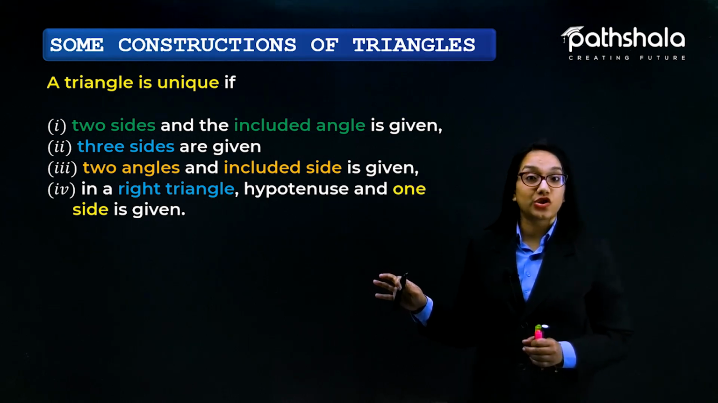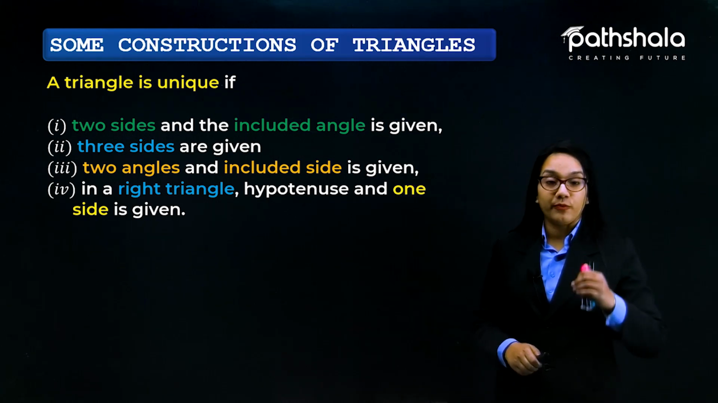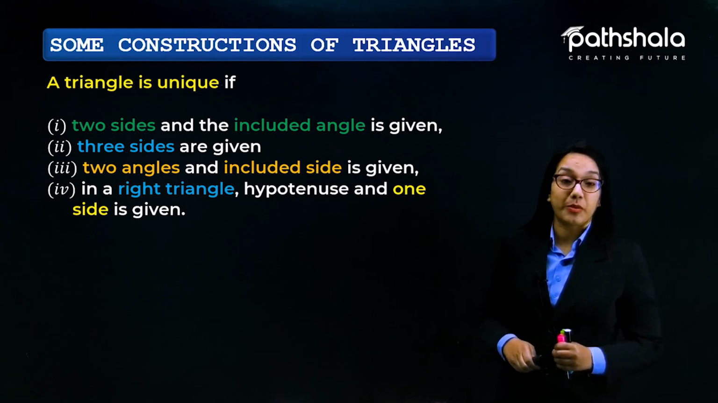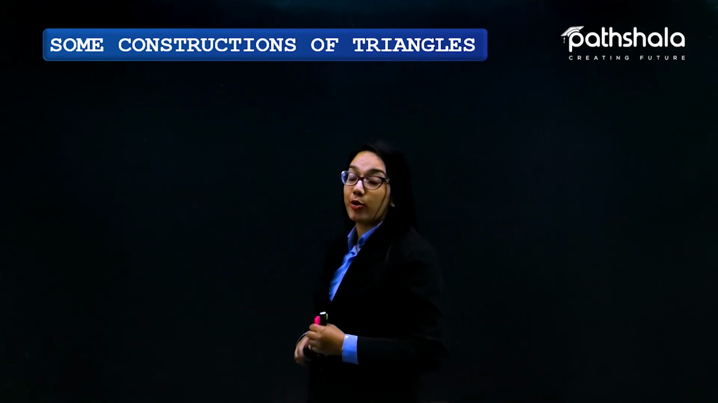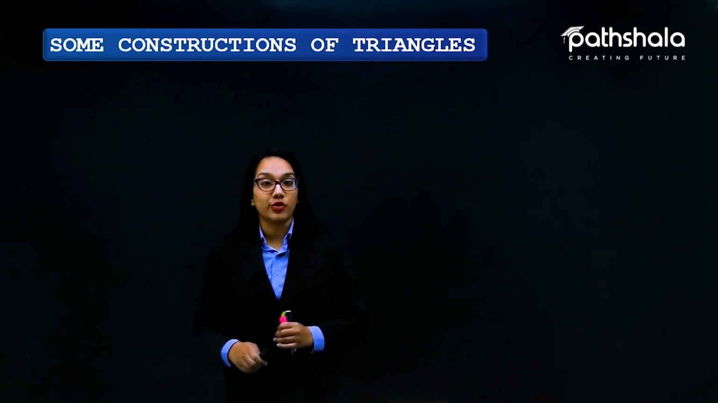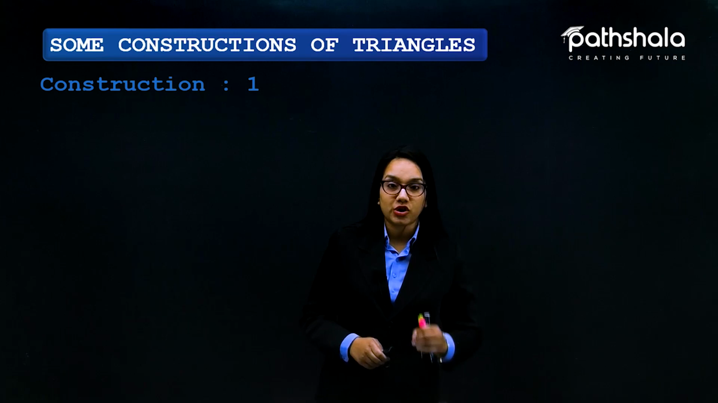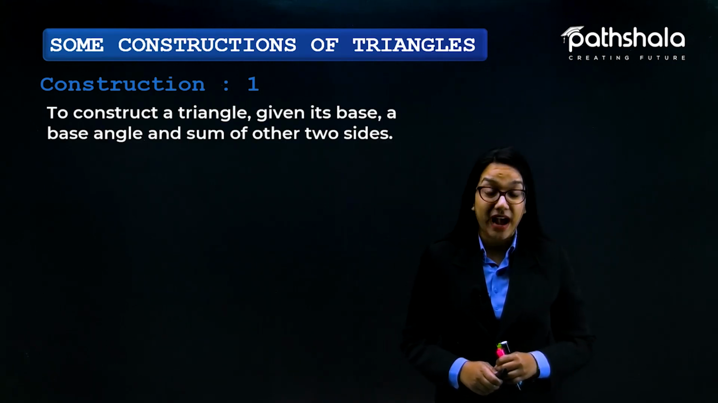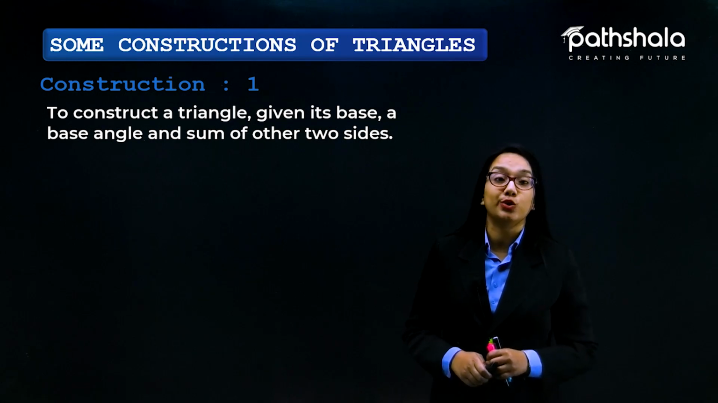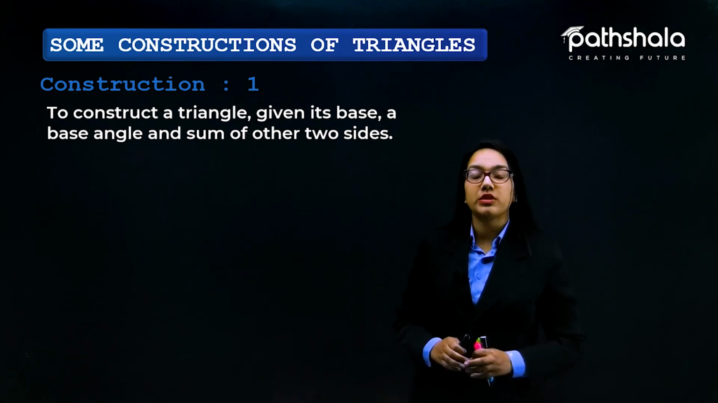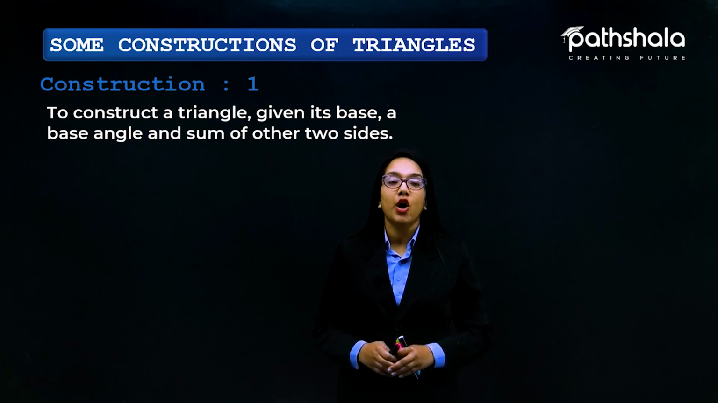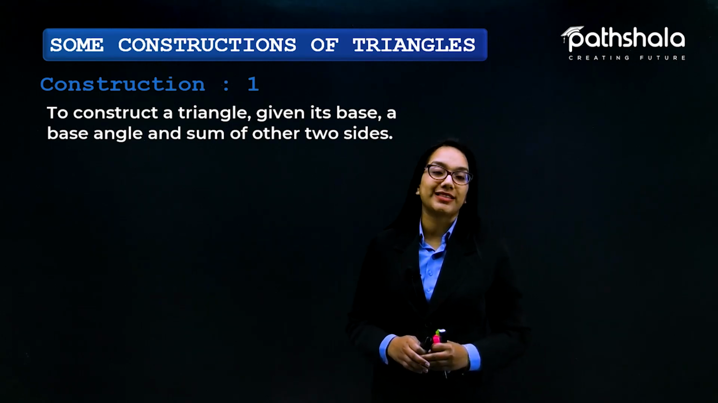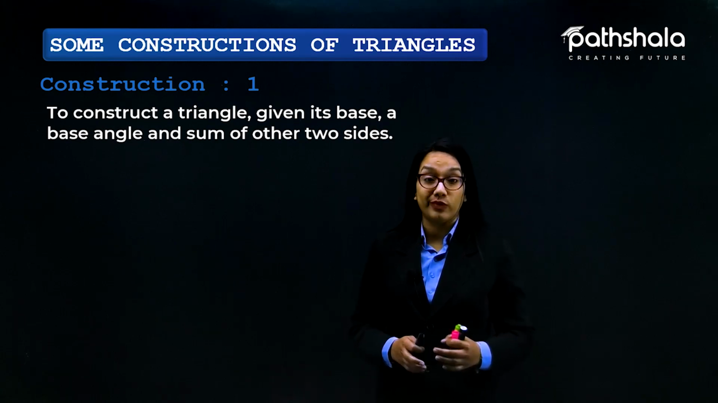So let's start the construction, in which we will construct the triangle if all these situations are mentioned to us. Let us suppose I'm talking about the very first construction, construction number 1. It says we have to construct a triangle given its base, a base angle, and the sum of the other two sides. So the base is given, the base angle is known, and the sum of the two sides is also given.